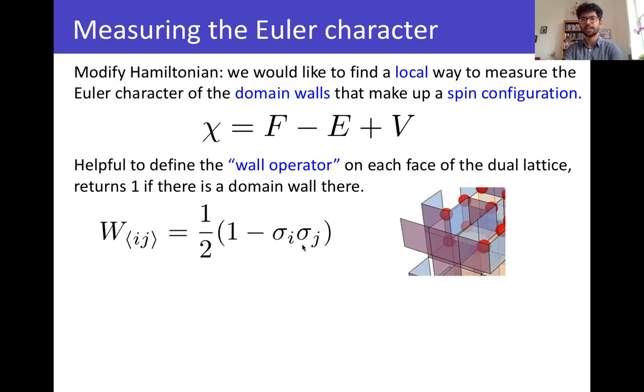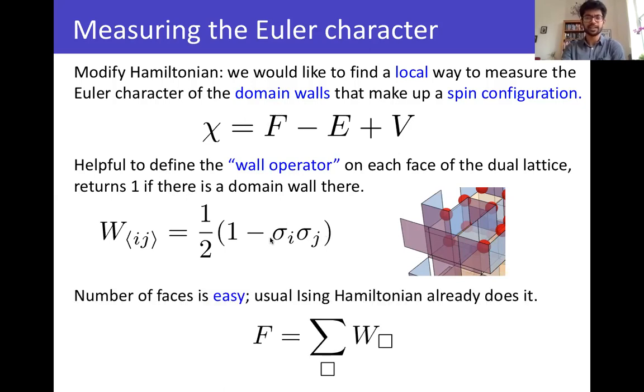Using this wall operator, it's very easy to count the number of faces in the model. That's exactly what the usual Ising Hamiltonian does. The usual Ising Hamiltonian just measures the area of all these domain walls, so it counts the number of faces. If I sum this wall operator over every plaquette of the dual lattice, or every bond of the original lattice, I get the number of faces. Okay, faces is done.